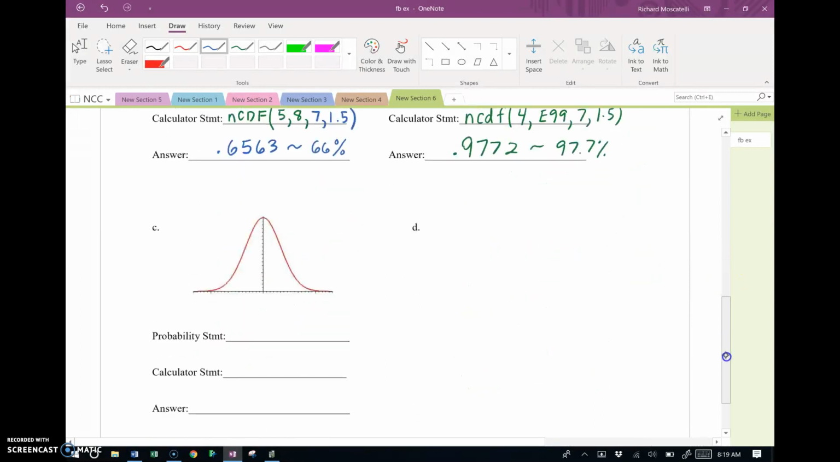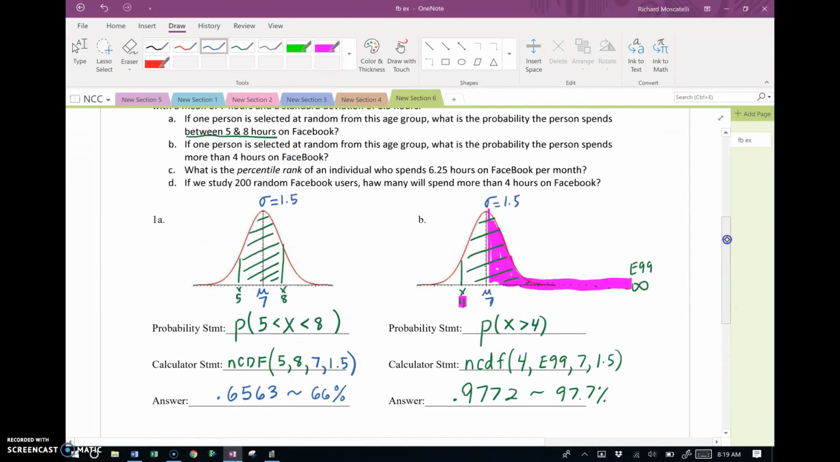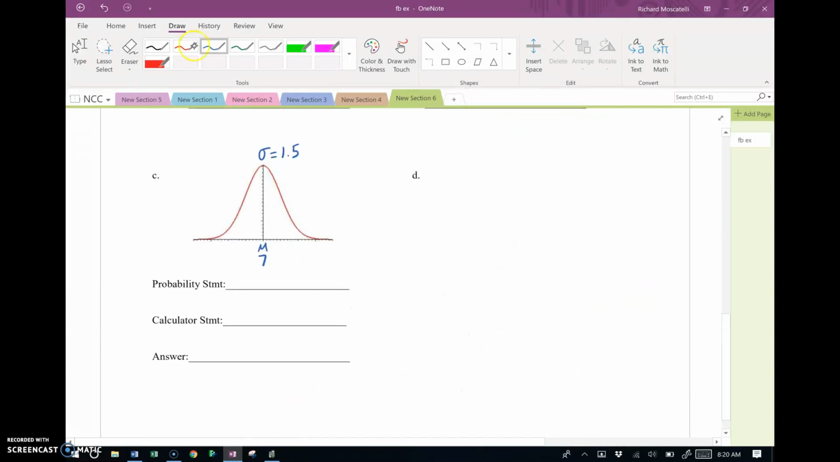Okay, same deal. The mean, 7, standard deviation, 1.5. Now, someone that scores 6.25, all right, they're over here somewhere. They're spending 6.25 hours per month on Facebook. Now, remember what percentile rank means. Percentile rank is the percent of people that you beat or tie. Now, a guy that's spending this much hours on Facebook is beating or tying these guys. In other words, spending more time than them.